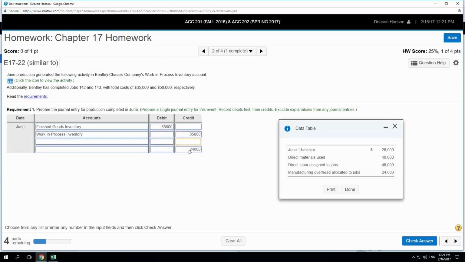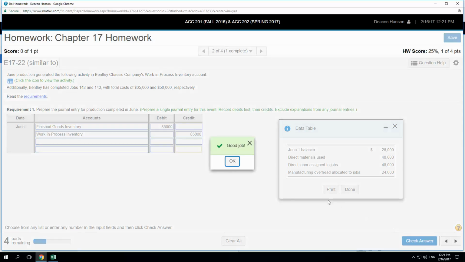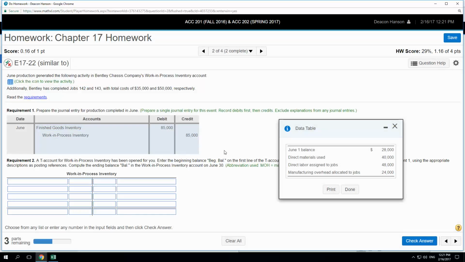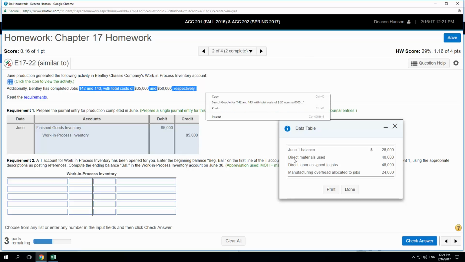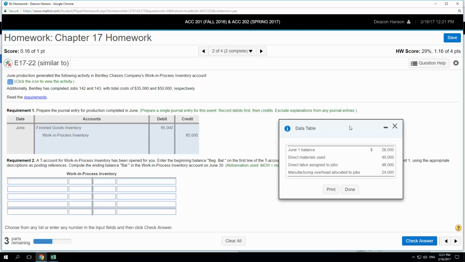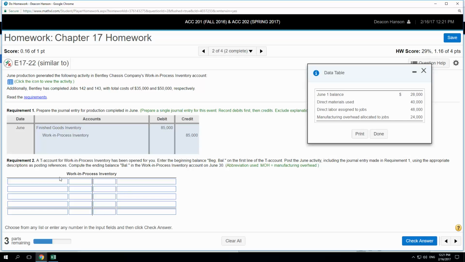Okay. So again, we overlooked what it's asking us for. Okay. So it's just saying that these two jobs were completed, and there could be several more jobs sitting in that work in process. Now it wants me to do a T account. So this is basically the T account, and my work in process started with 28,000. So we'll start with a $28,000 debit. This is the beginning balance.